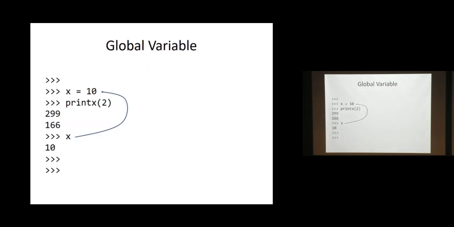So when you write it this way, you say x is equal to 10, and then you call print x. x has a new value, 299166, right? But the values of x are obtained from that scope. This is the scope that has the x there, and you print out the value of x there. When you get out of that scope, x is still 10.